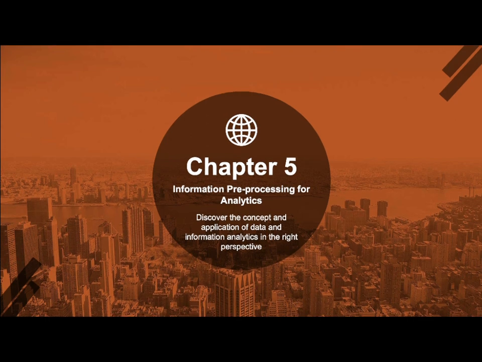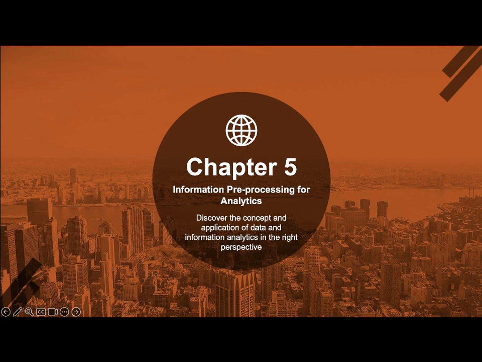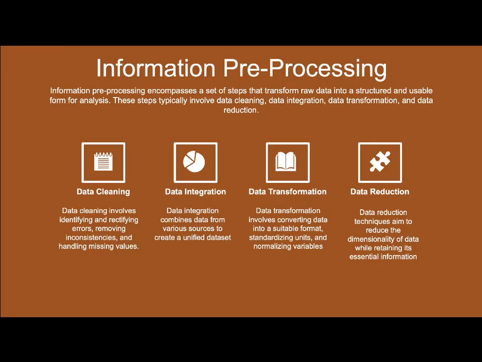Topic, and chapter 5 is entitled Information Pre-Processing for Analytics. Chapter 5 and chapter 6 look like the same, it's just that this is the pre-processing, while chapter 6 is the processing part. Okay, and the first one is information pre-processing. It comprises the set of steps that transform raw data into structured and usable form for analysis.